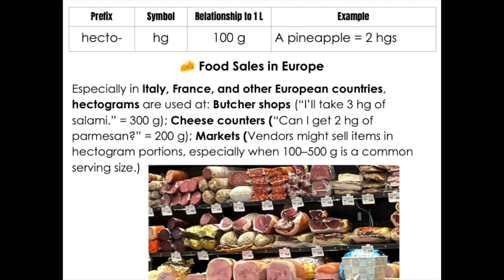Some prefixes, like hecto, are less common. So 1 hectogram would be 100 grams. One place where you might see this is in food sales in Europe, especially in Italy, France, and other European countries, where hectograms are used at butcher shops. For example, someone might say, "I'll take 3 hectograms of salami." This means 300 grams. Cheese counters might use them, and markets might use them as well.